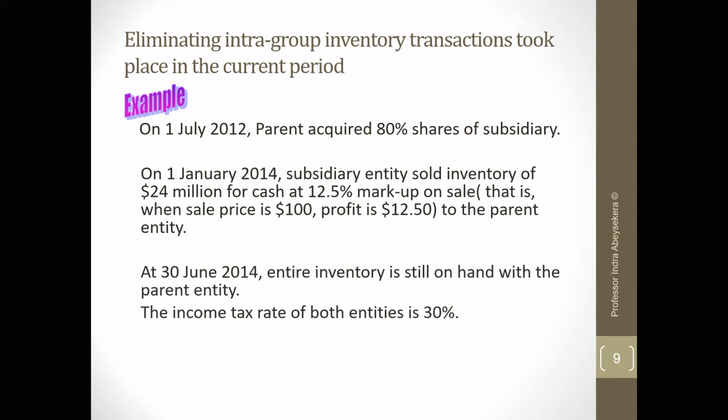So here's an example. The parent entity acquired 80% of shares in subsidiary. That really doesn't matter for intergroup transactions because we eliminate the amount in full. So we have a sale, and we can find out the cost based on the inventory. So there's 24 million worth of inventory that's been sold. From the profit margin on sale, we can find out the cost, and we can determine the profit that the entity has made.